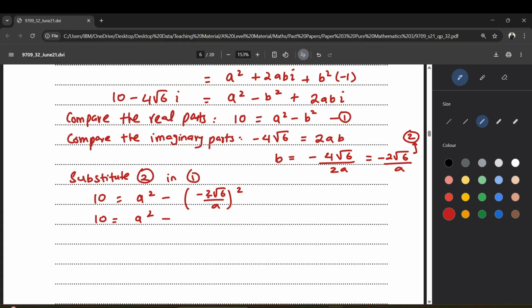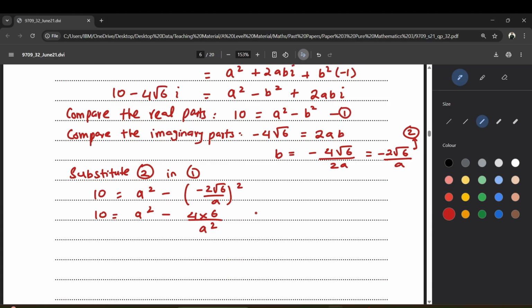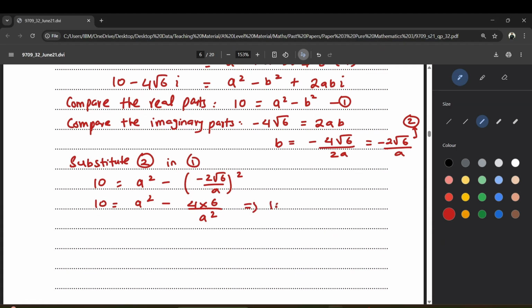That would basically mean the square of minus 2 will be 4. So you have 4 times root 6 whole square, that would mean 6 upon a square. Okay, so that would mean 10 equals a square minus 24 upon a square. Now I can multiply both sides by a square. So that would give us 10a square equals a to the power of 4 minus 24.